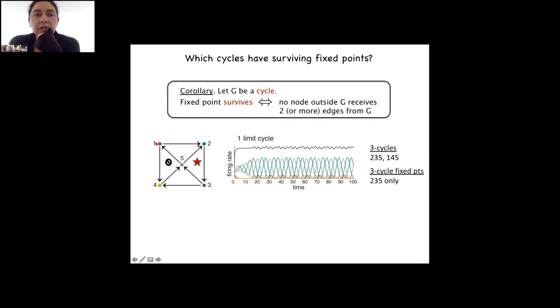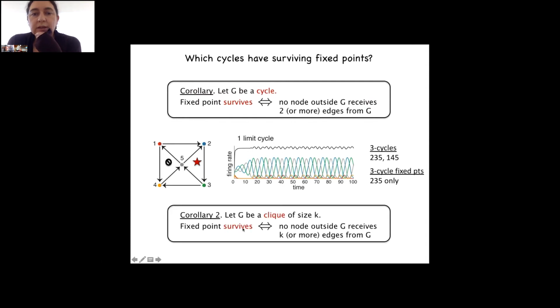However, the other 3-cycle, 1, 4, 5, does have an outside node, namely node 2, that is receiving too many edges from the nodes inside the support here. And that is sufficient to kill the 3-cycle's fixed point, and then we also see that the attractor disappears. Okay. Similarly, when you have a clique of size k, the fixed point for the clique is going to survive if and only if no node outside receives k or more edges from G.